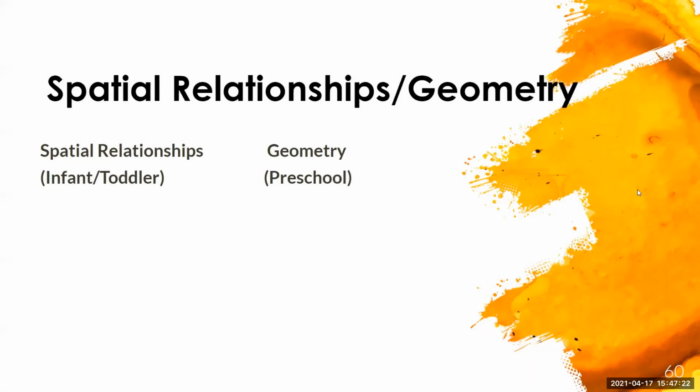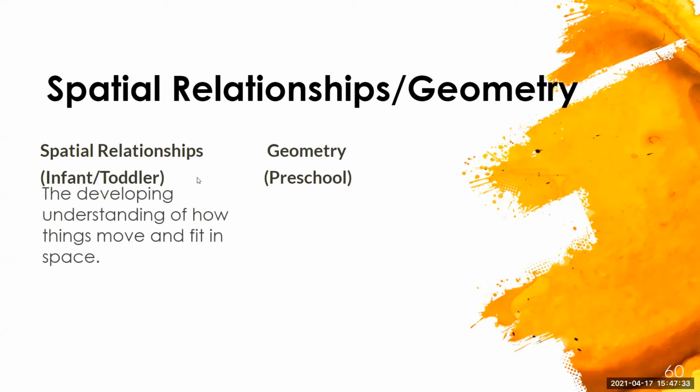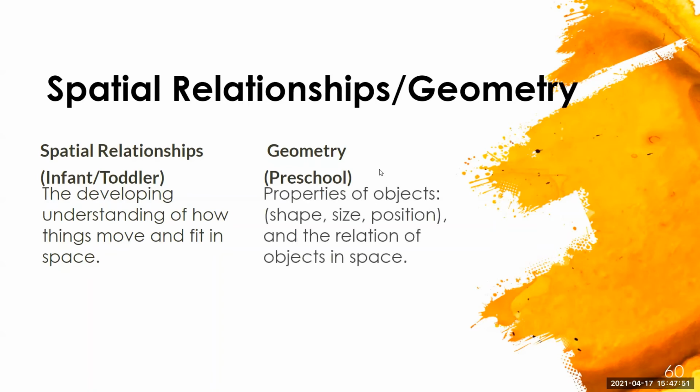The next area is spatial relationships or geometry. So as infants and toddlers, it is spatial relationships that they're exploring and developing. They're developing that understanding of how things move and fit in space. This often revolves around how their bodies move throughout space. And then once they come into the preschool foundations, it changes to geometry, which also includes the property of objects, shape, size, and position, and the relationships of objects in space.